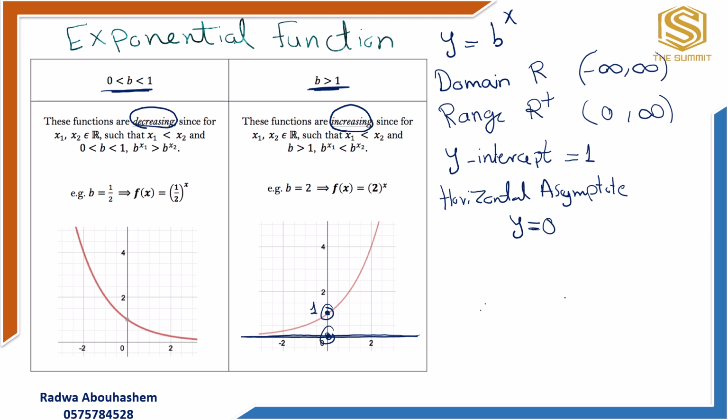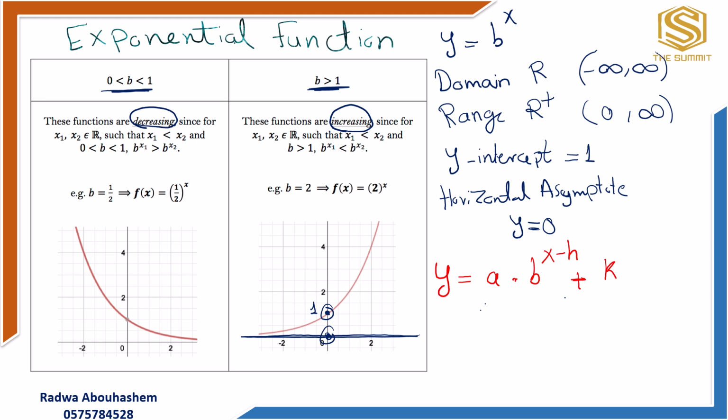Now, if we want to make any transformation on the function, which means I could make a vertical translation or a horizontal translation or a compression or a stretch, whatever I want, here is the formula for it. y equals a times b to the power x. If you want to make a horizontal translation, you are going to add or subtract to the x. And if you want to make a vertical translation, you are going to add to the whole function or subtract from the whole function k.